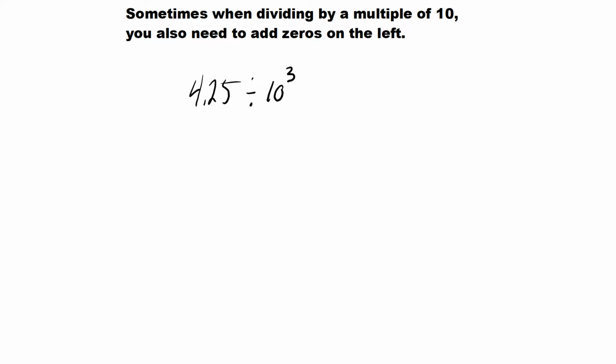Sometimes when dividing by a multiple of 10, you also need to add zeros on the left-hand side. Just as we previously added zeros to the right-hand side when multiplying by 10, here we can start adding them to the left. So let's see what happens.